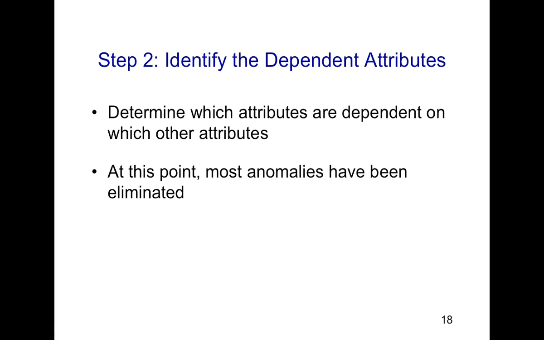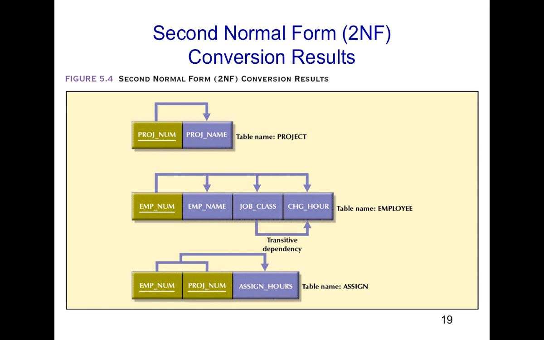And then the second step, we determine the attributes, what belongs in which table, essentially, that are dependent on the other attributes. And at this point, most of the data anomalies might be removed. So that one table turned into three tables, because we have a second normal form conversion.